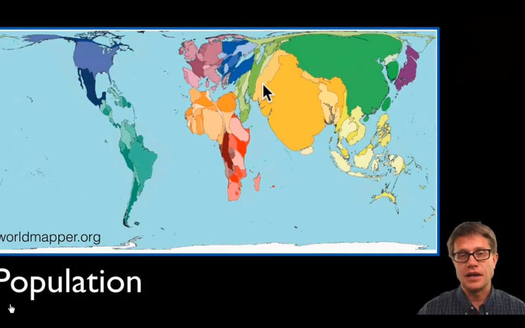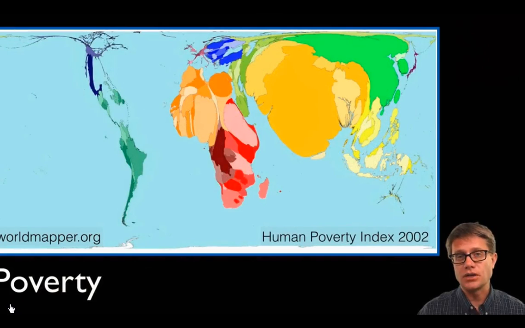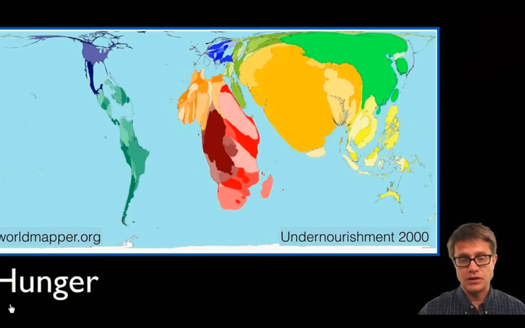If we were to look at poverty, watch what happens. America shrinks to almost nothing, same with Western Europe, but we can see high poverty in India, some poverty in China, and we have high poverty in Africa. And so this is going to impact the people. If we look at hunger, for example, we're going to have high undernourishment in Africa, and we're going to have high undernourishment in India.